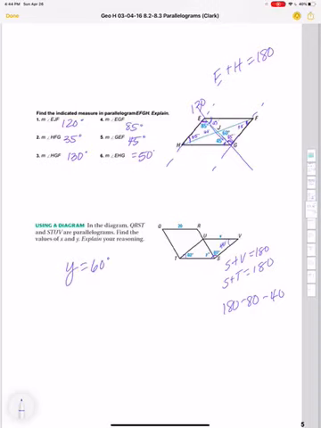And then how am I going to find out what X is? Well, let's see. This is parallel to that, I know that. This is 20, then this is also 20. So isn't it 20? It's just 20. Ugh, easier than I thought.